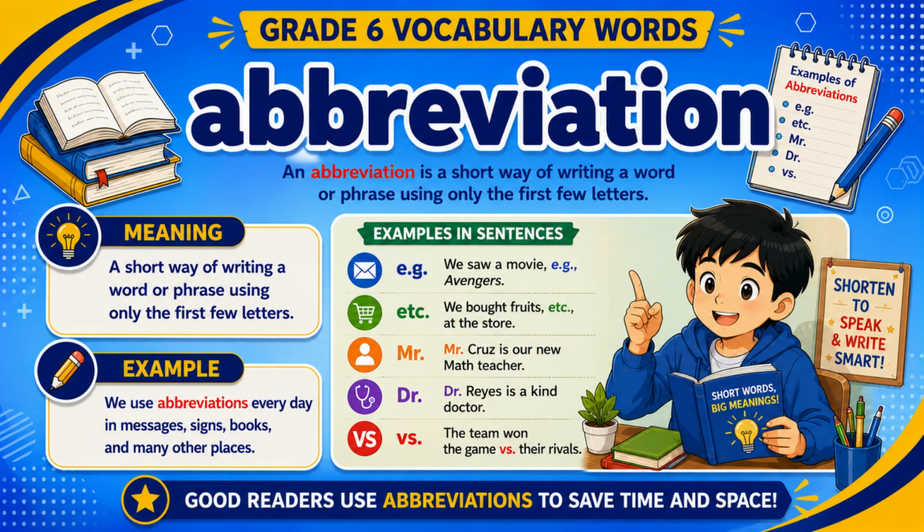The word abbreviation means a shortened form of a word or phrase. For example, DR stands for doctor, and AV stands for avenue. Abbreviations save space and make writing shorter while keeping the same meaning.